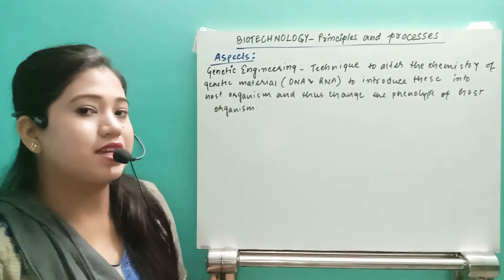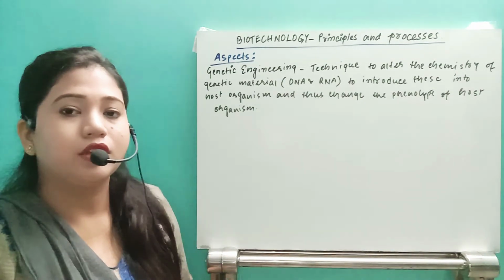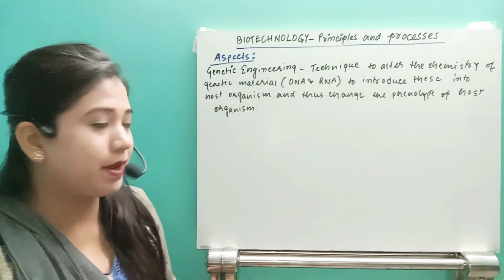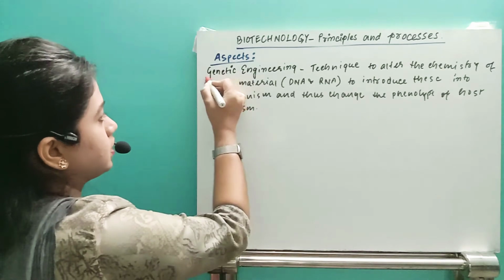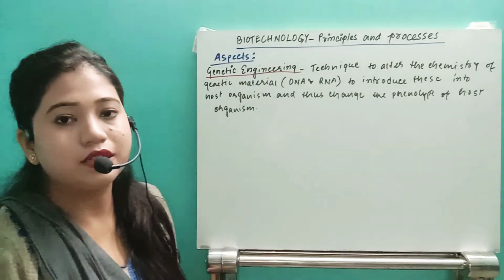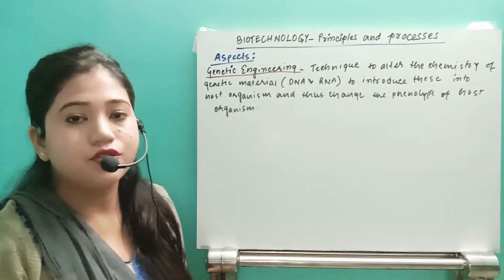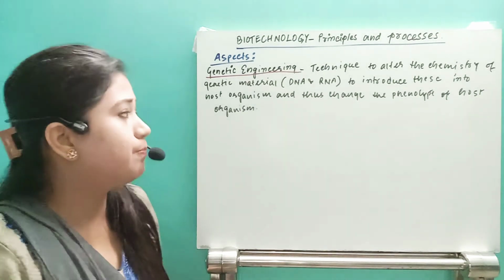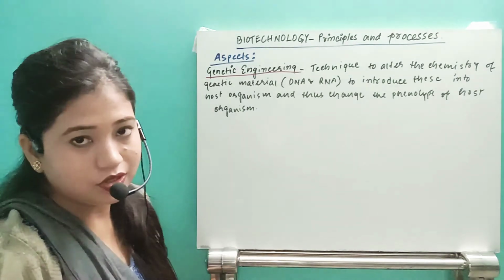Now let us see the aspects of genetic engineering. There are two aspects of biotechnology we have. First one is genetic engineering and second one is maintenance of the sterile environment. So first of all, the two aspects of biotechnology, let's just see. First one, what is genetic engineering?